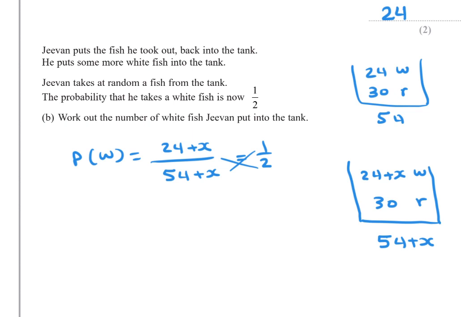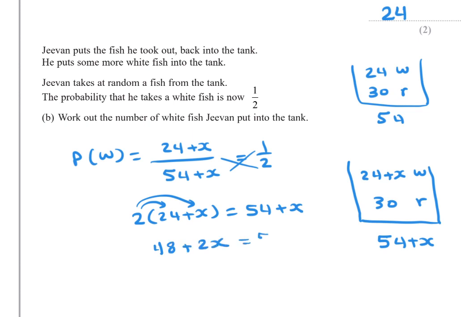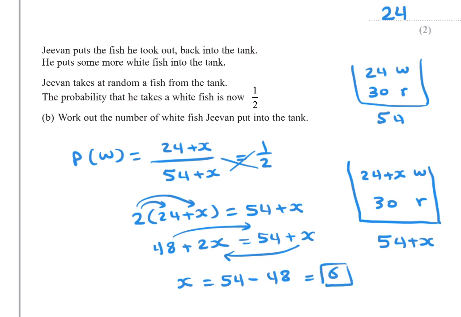Now cross multiply to solve for x. So 2 times (24 plus x) equals 54 plus x. Now expand 2 times 24 and 2 times x. So 48 plus 2x equals 54 plus x. Now transpose x to the other side and 48 to the other side. So x equals 54 minus 48 equals 6. So he adds 6 white fish.